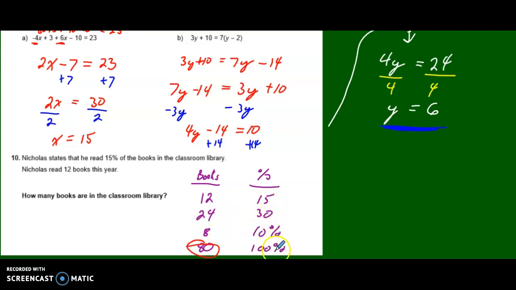You can just figure out what it is for 100%. Or you can just make a proportion. You can say, well, 12 books corresponds to 15% out of 100. The total is 100. How much is the total? Put the question mark at the bottom. You want the total. The 12 corresponds to the 15%. So then you just cross multiply. 12 times 100 is 1200. Divided by 15, and of course you get 80 books.